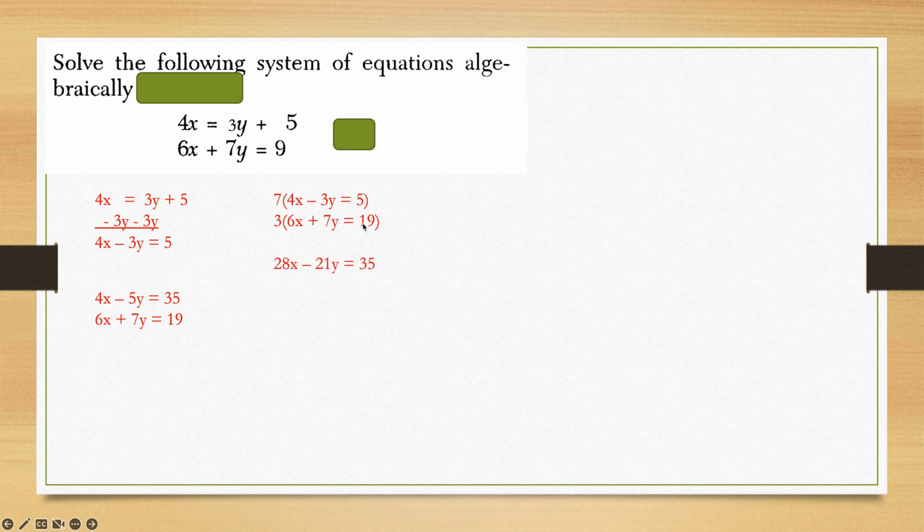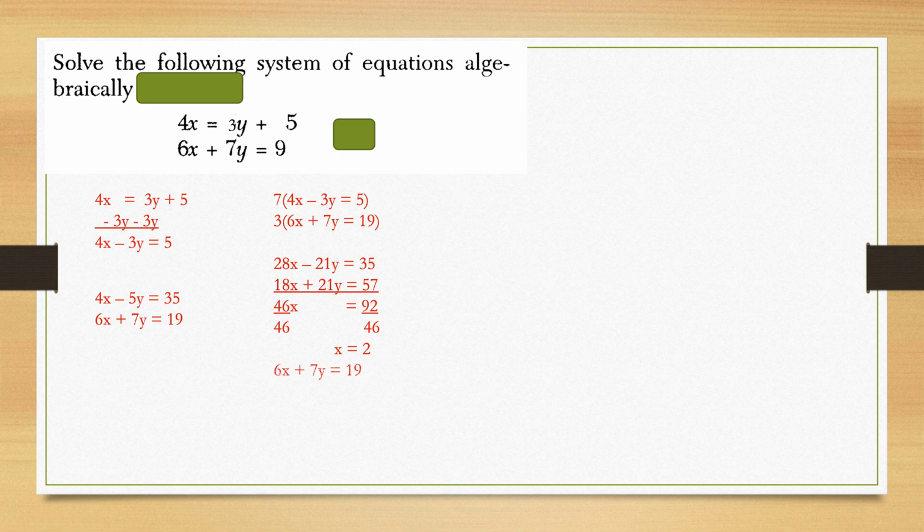So if I distribute the 7, I get 28x minus 21y equals 35. If I distribute the 3, I get 18x plus 21y equals 57. I love it. I'm loving it. Ding, ding, ding. Negative 21, positive 21, they wipe each other out. 46x is 92. Dividing by 46x, I get x equals 2.